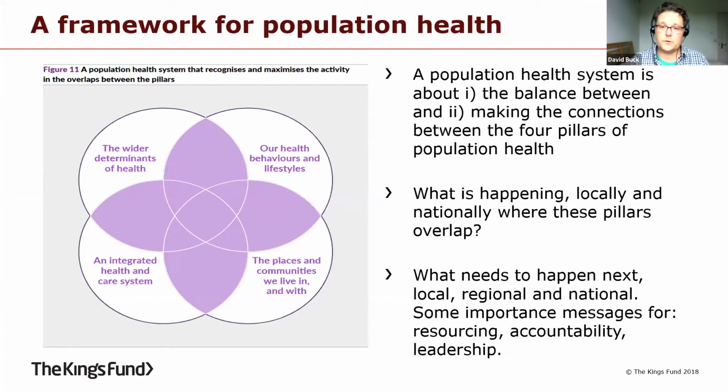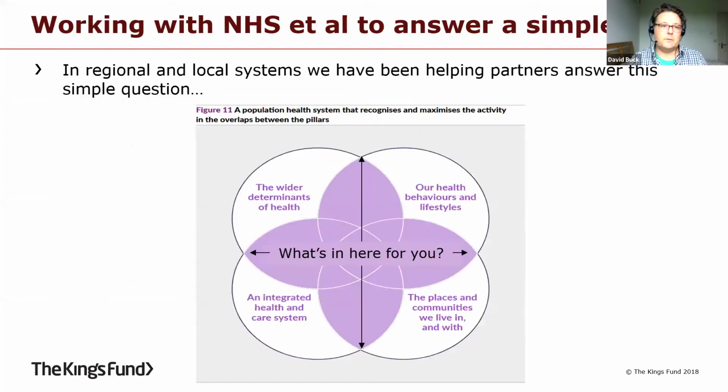So our report goes on to argue, and I won't talk in great detail about this because we haven't got time, what might need to happen next at local, regional and national level in terms of policies. And it has some important messages for resourcing, for accountability and for leadership. But what I am going to talk to you about, hopefully, is a little bit about when we've used this in the NHS and in local places, including largely with local government and the voluntary and community sector.